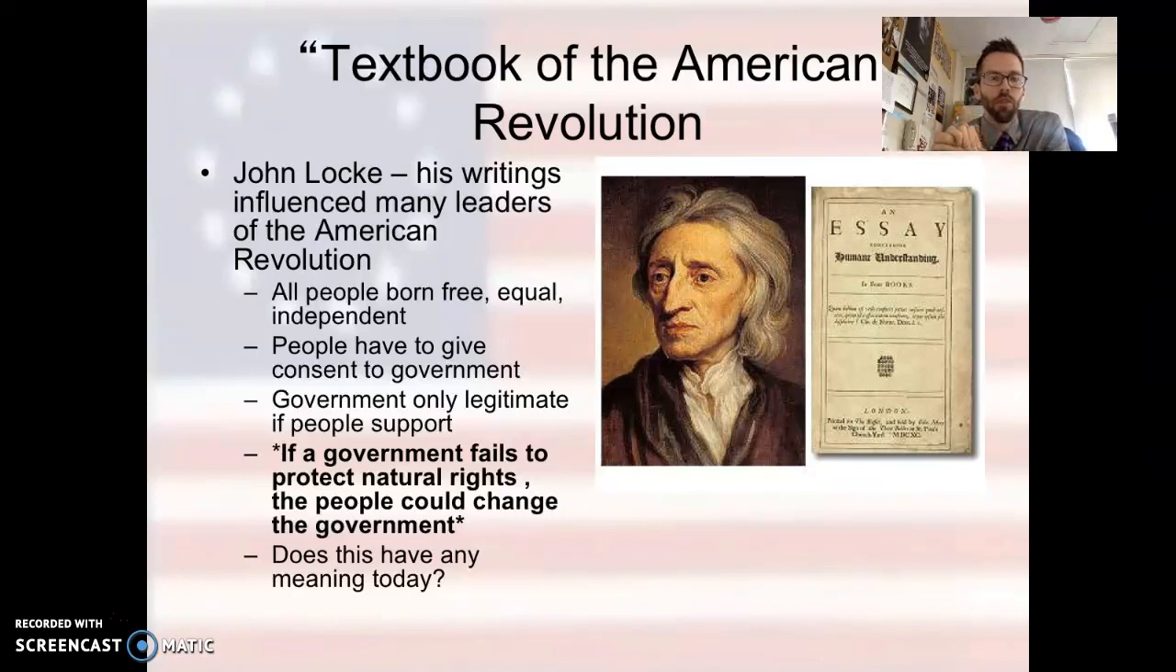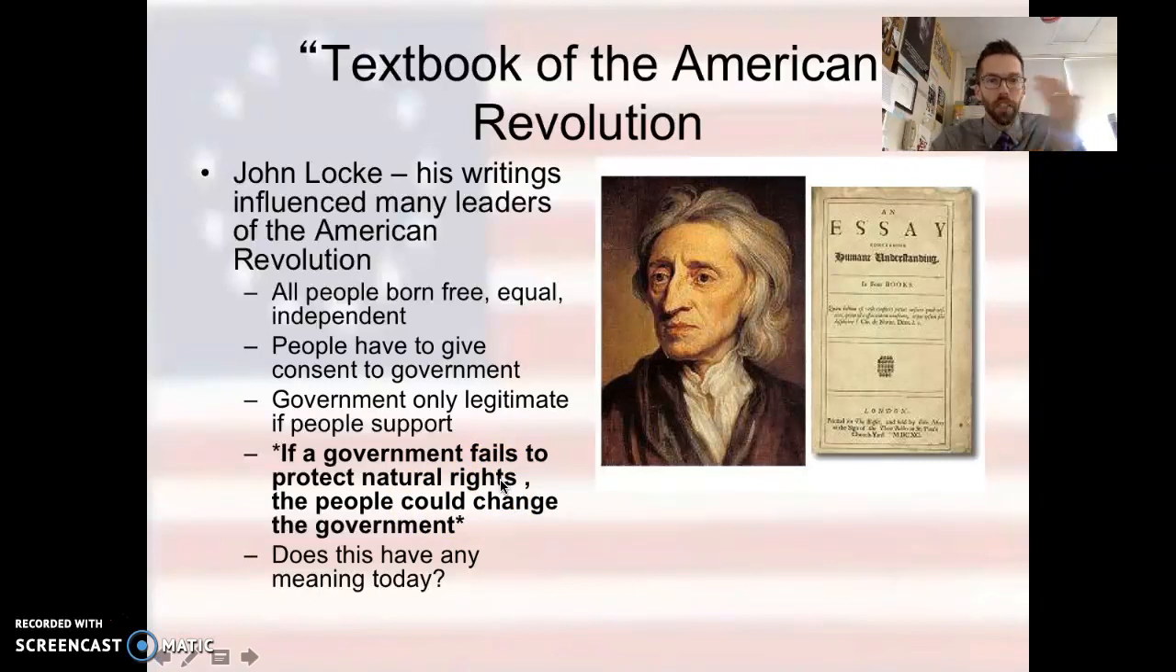All people are born free, equal, independent. And people have the right to give consent. People have to give consent to their government. The government just doesn't have that right from God. People give that right to govern to the government. And if the government fails to protect these rights, the people change the government.